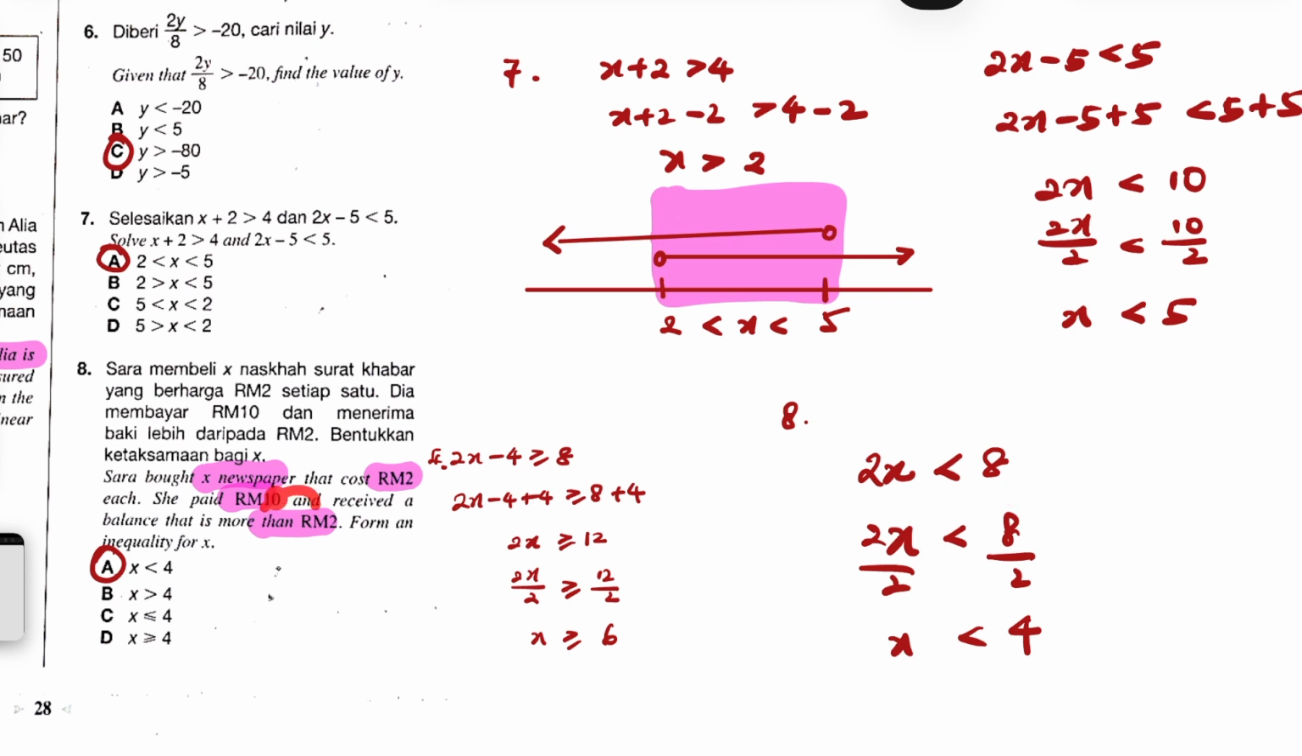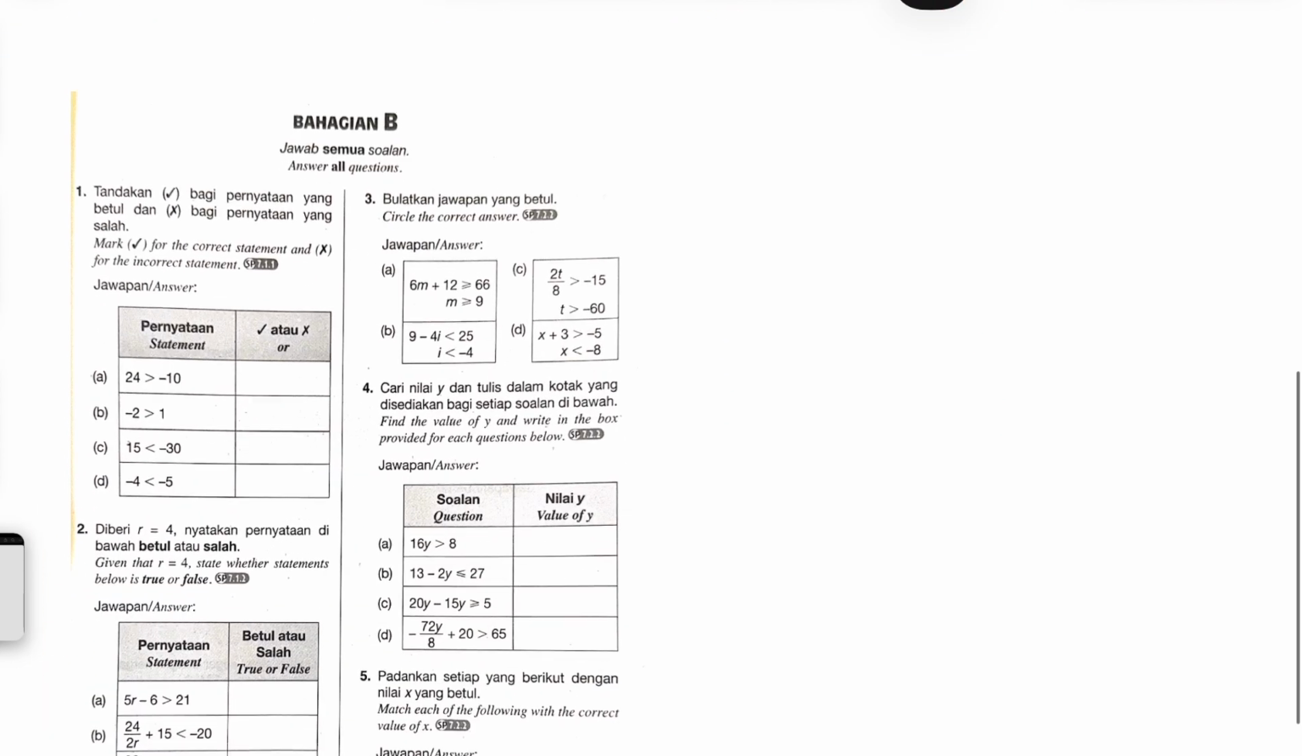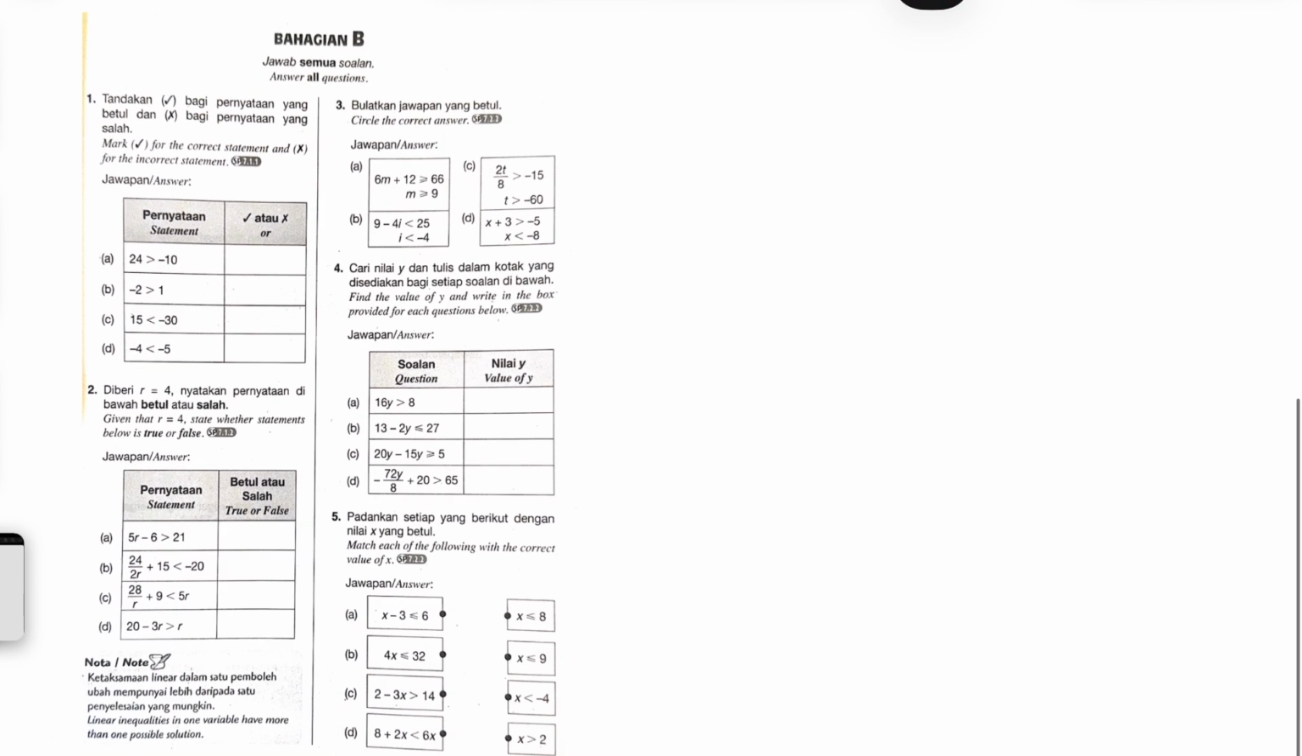So because the balance is 2 ringgit and more, it means that the money that is spent is less than 8 ringgit. Alright, okay, so the answer for number 8 is x less than 4. Okay, so we have completed discussing the answers for bahagian A. So let's move on to bahagian B, or section B.